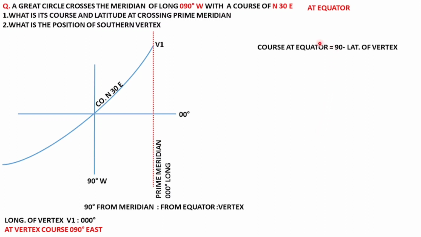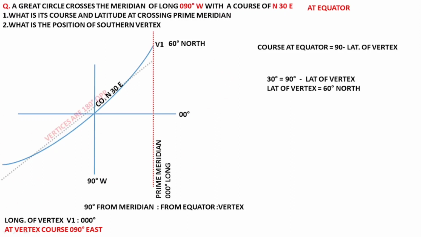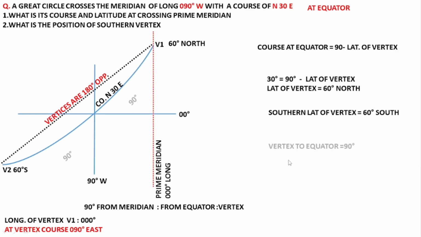And the course at the equator he has given me is 90 degrees, and we know that course at the equator is 90 minus latitude. I can get my latitude, which is 60 degrees north, and the other vertex 180 degrees opposite, 60 degrees south, and longitude is also 180 degrees opposite. If it is 0, it'll be 180, or I can just add 90 or minus 90, because from the equator to one vertex is 90. Either way, the longitude of the vertex is 180 degrees.